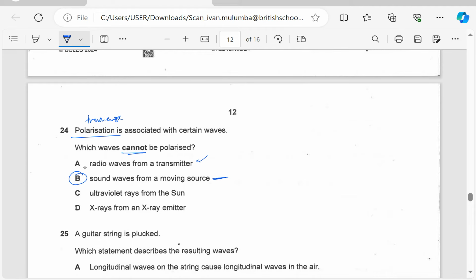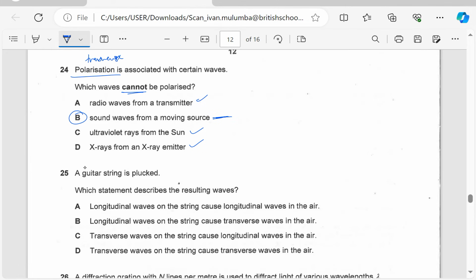These ones are longitudinal, they do not undergo polarization. UV light is electromagnetic, which is transverse. X-rays are electromagnetic, which is transverse. So the answer is only B. They cannot undergo polarization.